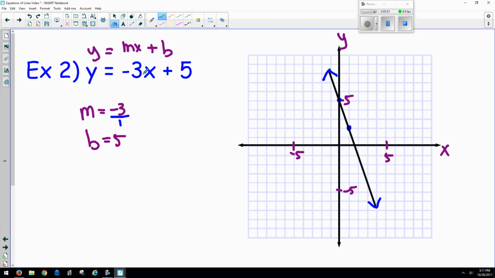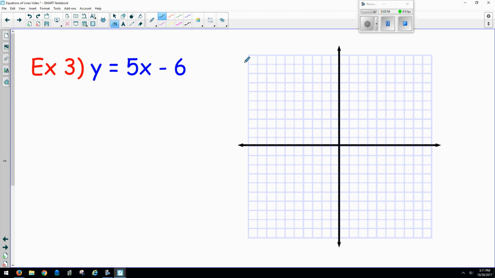And there's one more example for you to try, and we'll talk about this in class.